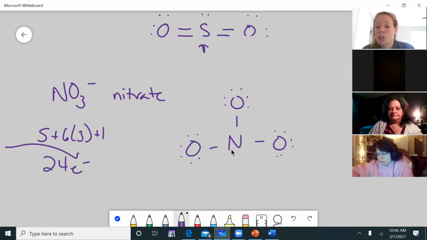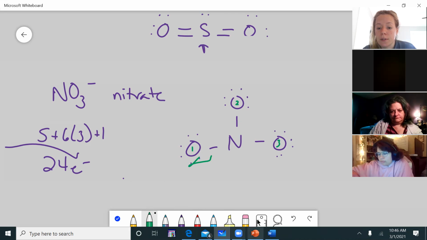Oxygens are happy. Is nitrogen happy? He's not happy yet. So we need to make a double bond. Where do we make the double bond? Well, that's a situation where, if we consider this oxygen 1, oxygen 2, oxygen 3, how many double bonds do I need? I only need to make one double bond, right? Nitrogen only needs one more set of electrons. So which one are we going to pull it off of?